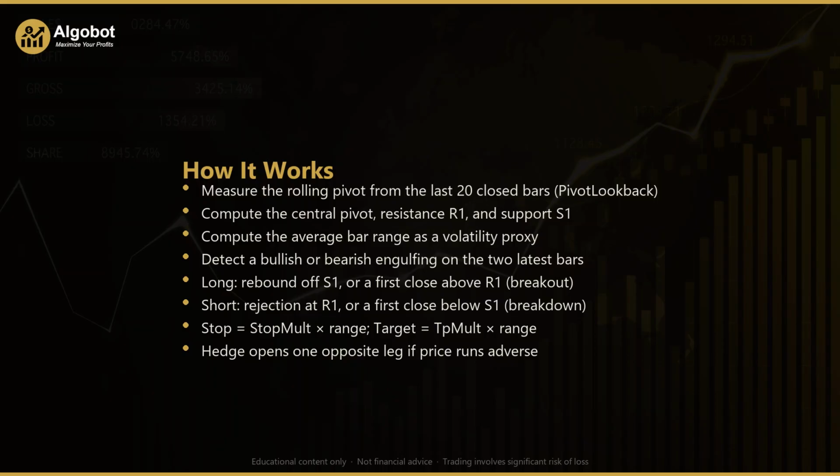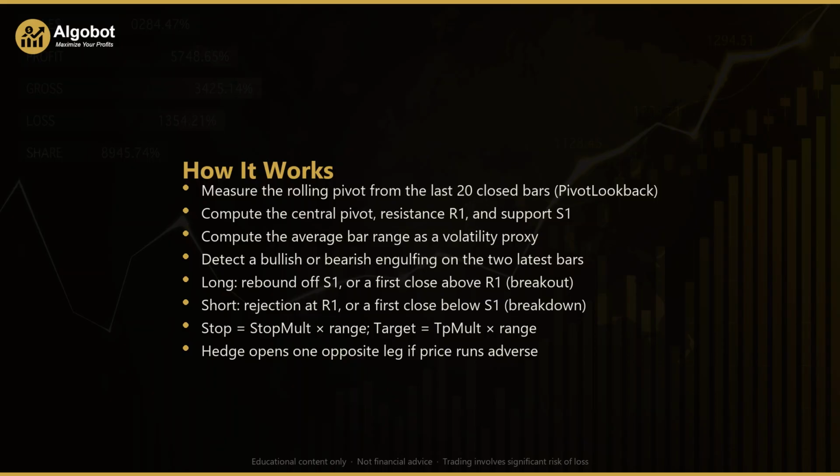This average range is the strategy's homegrown measure of volatility, and it replaces the job an indicator like average true range would normally do. Next, the strategy inspects the two most recently closed candles to see whether they form an engulfing pattern. A bullish engulfing happens when a down candle is followed by a larger up candle that opens at or below the prior close and closes at or above the prior open. A bearish engulfing is the mirror image.